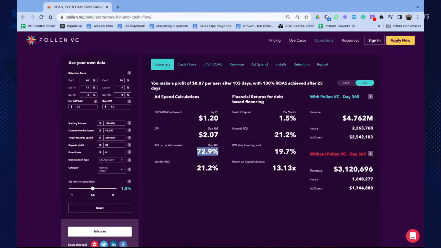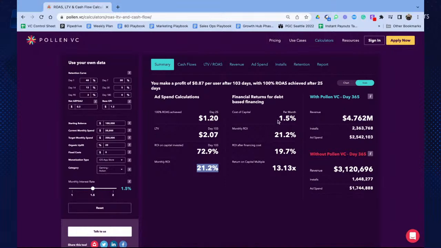So that's great, but comparing anything over a 103-day time horizon is pretty clunky. So I'm going to break this down to a monthly return on ad spend. I'm just going to divide it by 103 and multiply it by 30. So this is something that's more comparable against different user acquisition opportunities. So I'm making a 21% return on capital on a monthly basis.